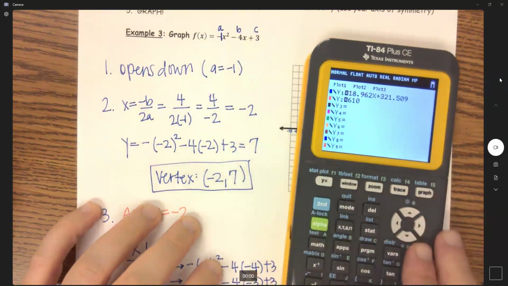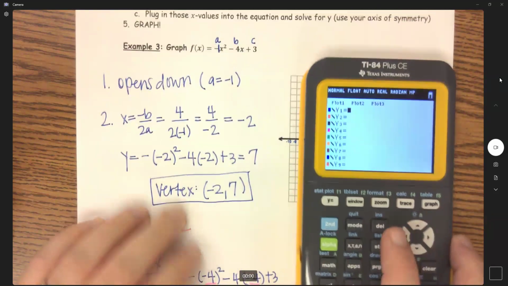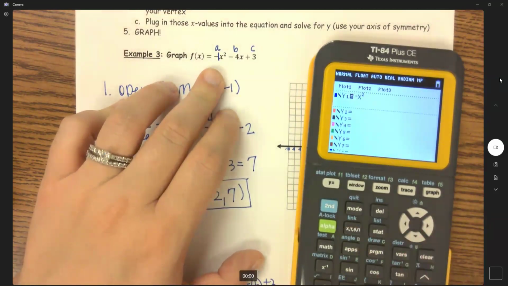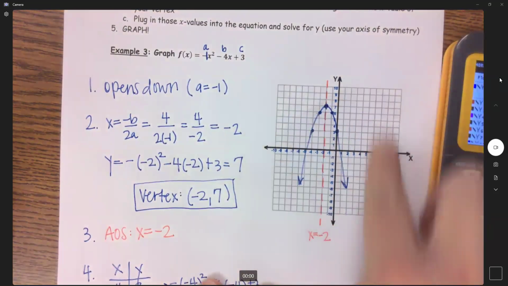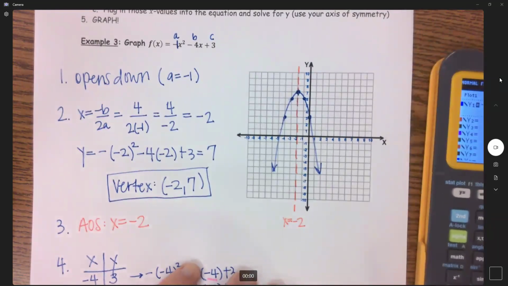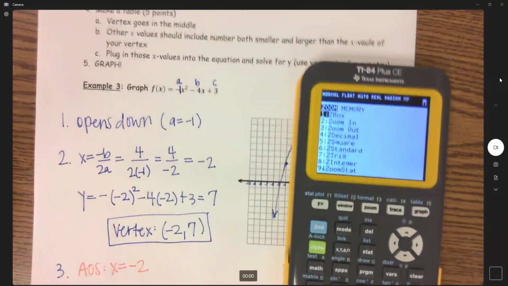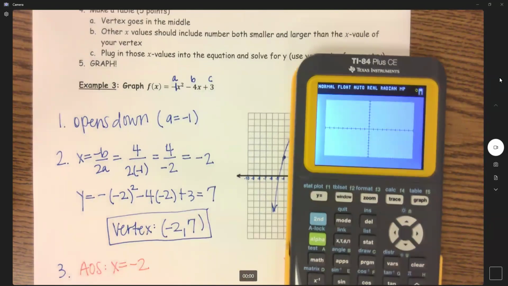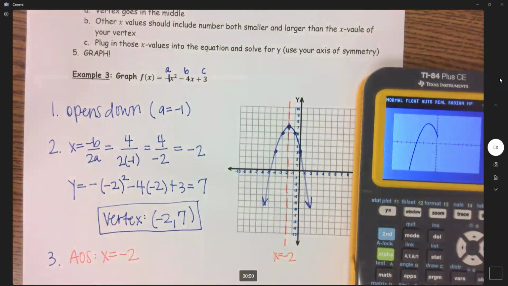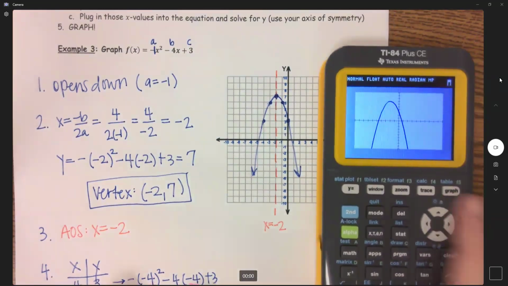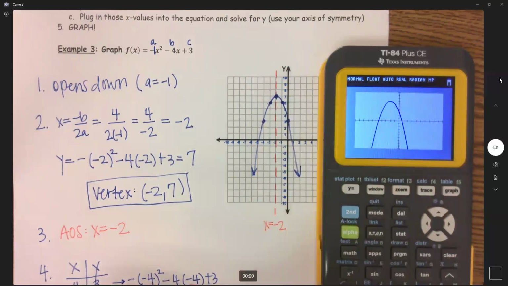So if I go to my y equals and I clear everything out, and in my y1, I'm going to put in my equation. So we have -x squared minus 4x plus 3. I want to match my graph that I'm given, and that's a standard. So I'm going to go zoom 6 down here for a zoom standard. And here is my graph. Now you can see it doesn't have that axis of symmetry in there because we made that as a dashed line because it's imaginary. It's not really there, but we're putting that in.